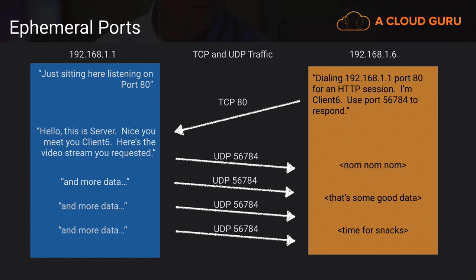This is why UDP is favored when we're talking about streaming media, because you can see if you're sending a lot of data, having to acknowledge each and every packet of that data could get very burdensome on the network and on the client and on the server and so forth. So this is how we use UDP.